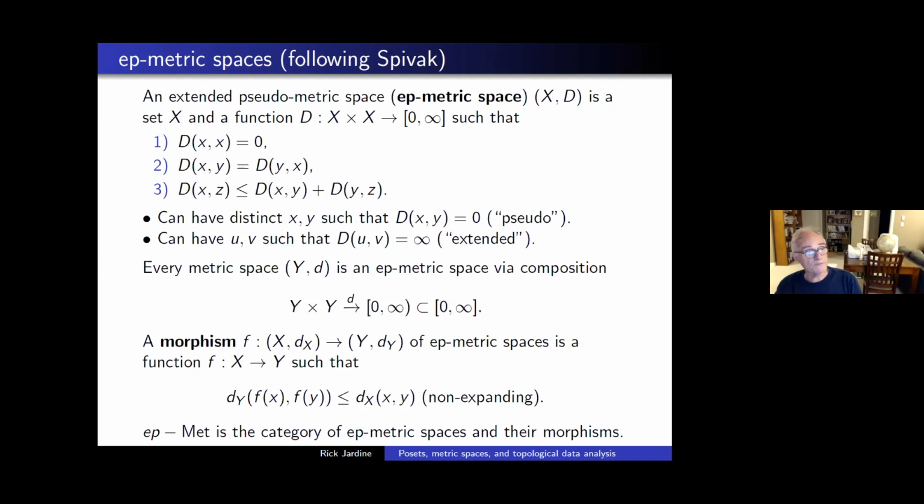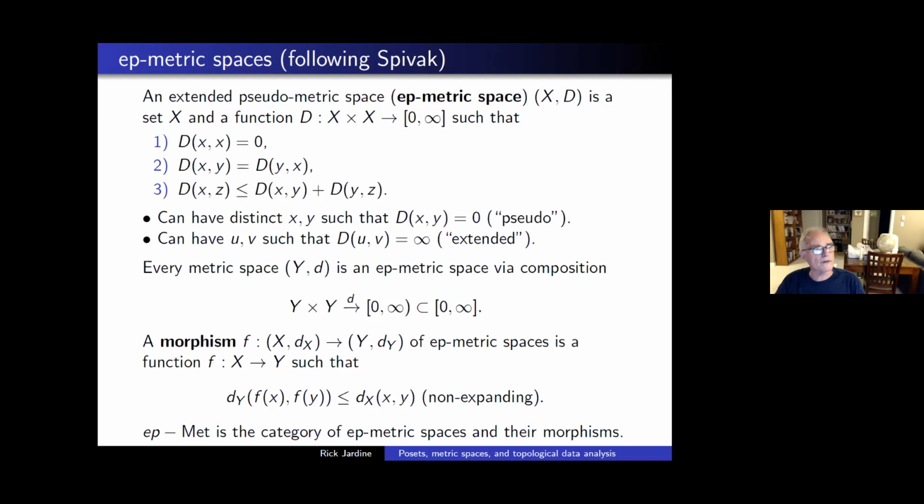A morphism of EP metric spaces is a function which is non-expanding in metrics. In other words, the distance between f of x and f of y is less than or equal to the distance between x and y in X. All right. And I write EP Met, that is supposed to be bold font, didn't come out that way, for the category of these spaces, these extended pseudo-metric spaces and their morphisms.